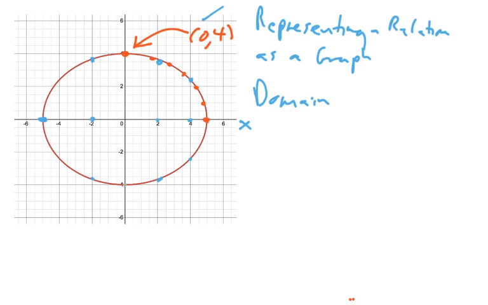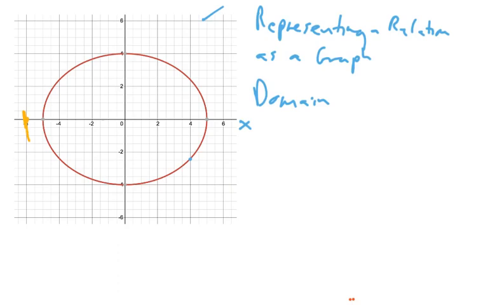So the domain is the set of all values on the x-axis that correspond to points. Imagine reading along your axis from left to right, and I'm going to clean this up just a little bit and draw something new. Imagine reading along the x-axis from left to right. If I'm over here at -6, there is no point on the graph that corresponds to -6. There's no point above or below that. That means that is not a part of the domain.